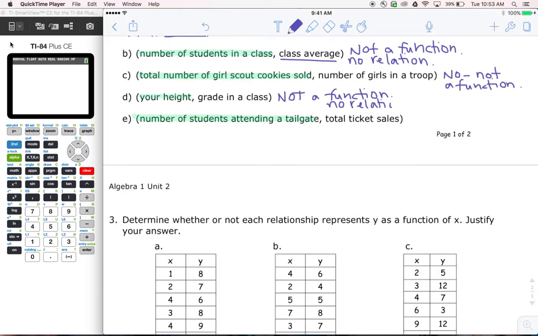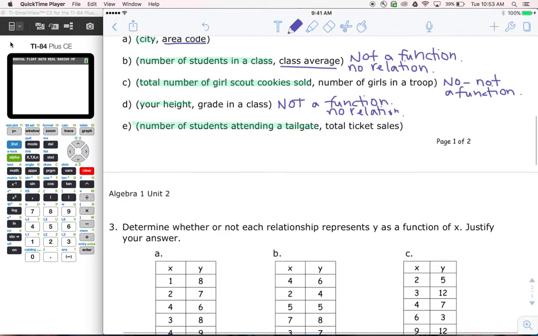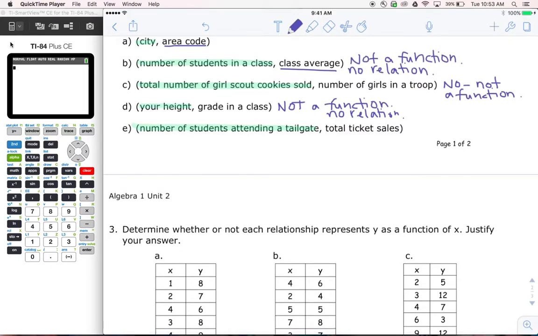And then this last one. The number of students attending a tailgate and the total ticket sales. So if we're assuming that every single kid pays, which we are, right? Nobody's sneaking in. If we say that the number of students at the tailgate is, let's say, 277 students attend, should we then know the total ticket sales? Right? They're all students. They should all be paying the same price. This is a function, so we're going to say yes.